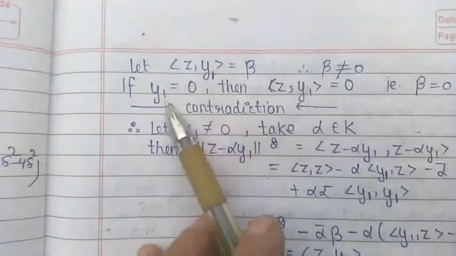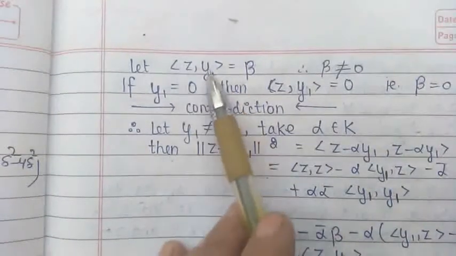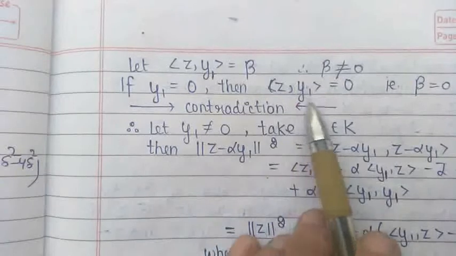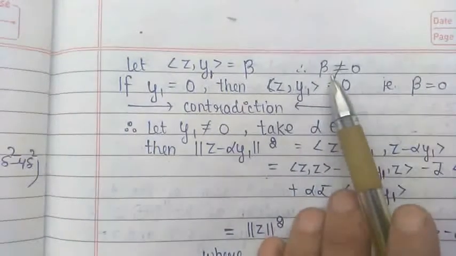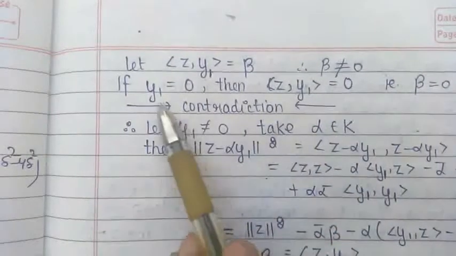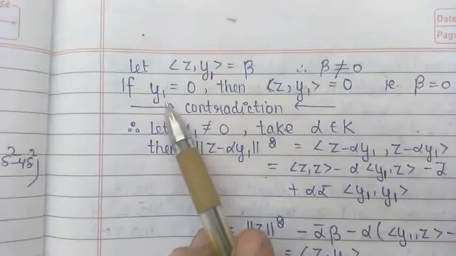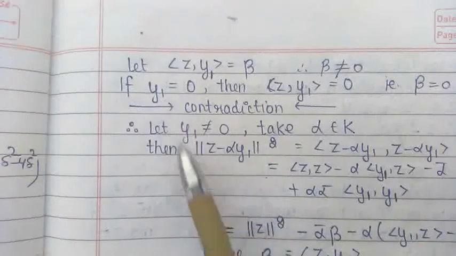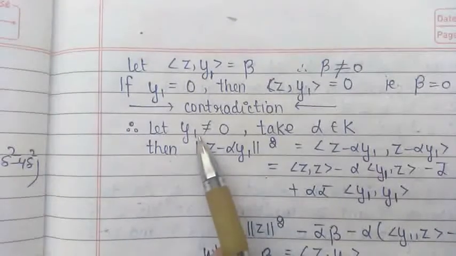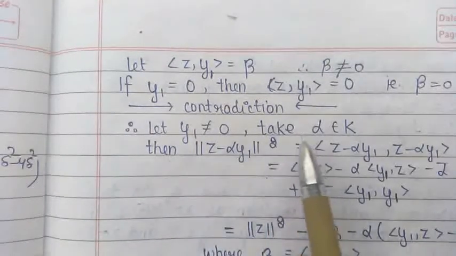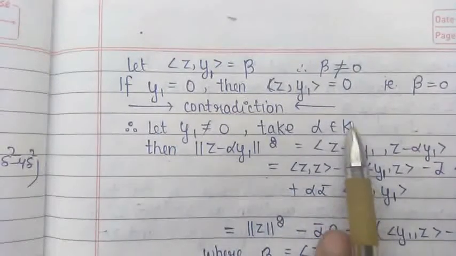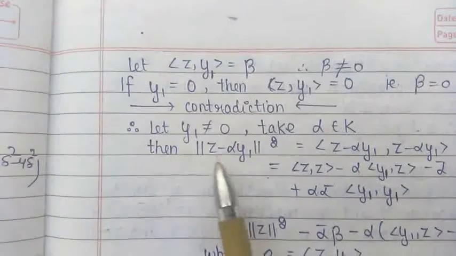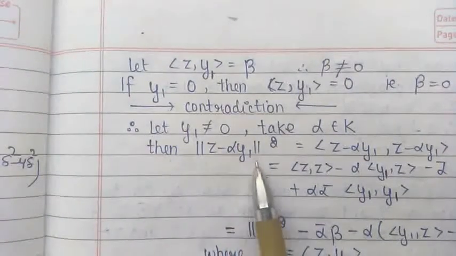Now if y1 is 0, then the inner product of z with 0 will be 0, therefore beta will be 0, but beta is not equal to 0. So if we take y1 equal to 0, we get a contradiction. Therefore y1 should be non-zero. Now let us take a scalar alpha from the field of scalars, which we have denoted by K, and consider the norm square of z minus alpha y1.